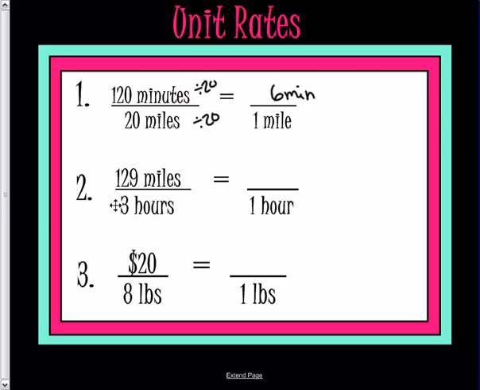All right, the next one is 129 miles in 3 hours. I can divide both the numerator and the denominator by 3. When I divide 3 by 3, I get 1 hour. And 129 divided by 3 is? 43. That's right, guys. 43. I had some help on that one. All right, the next one is $20 for 8 pounds. So I can divide by 8 and I get 1. Woohoo! And then I can divide 20 by 8 and I'm going to get $2.50. That's right, guys. Great job.